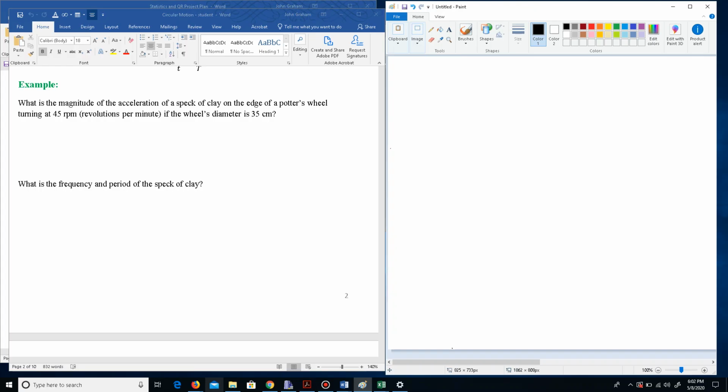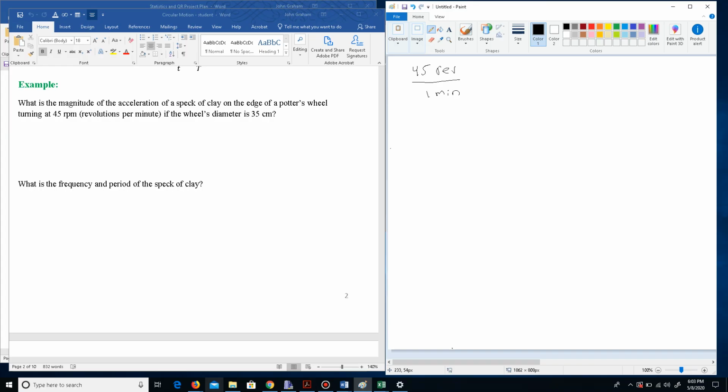Alright, so what is the magnitude of the acceleration of a speck of clay on the edge of a potter's wheel, turning at 45 revolutions per minute if the wheel's diameter is 35 centimeters? Right, and so we have 45 revolutions per minute. That means that it makes 45 circles or rotations around. So 45 revolutions per 1 minute. So it goes around 45 times in one whole minute.